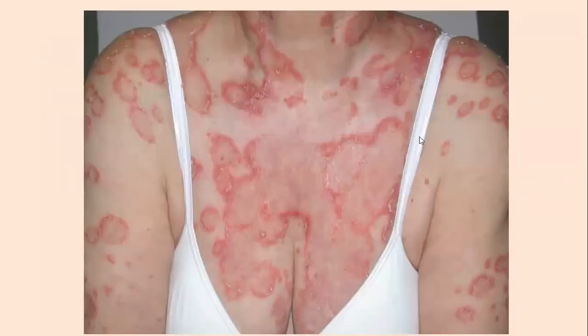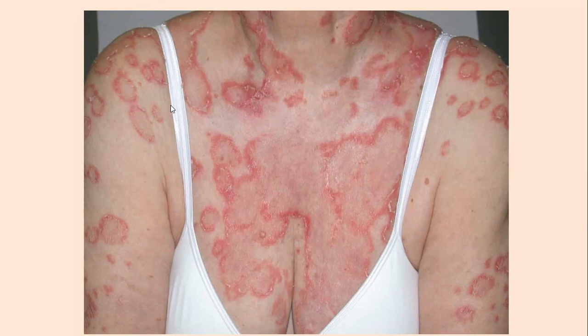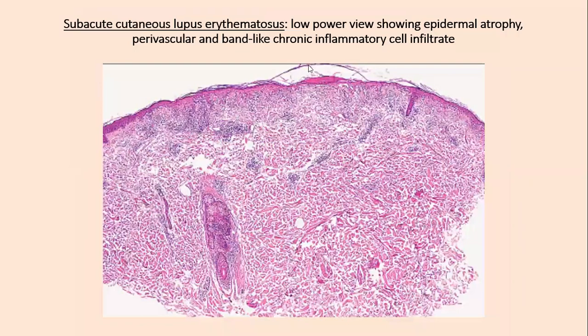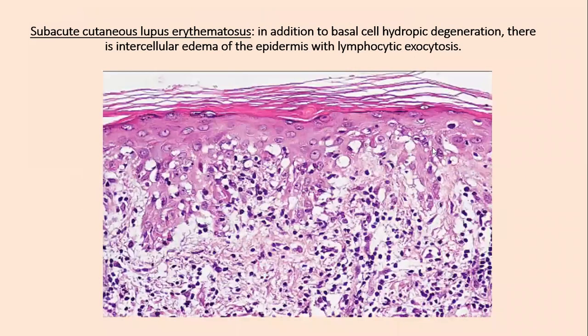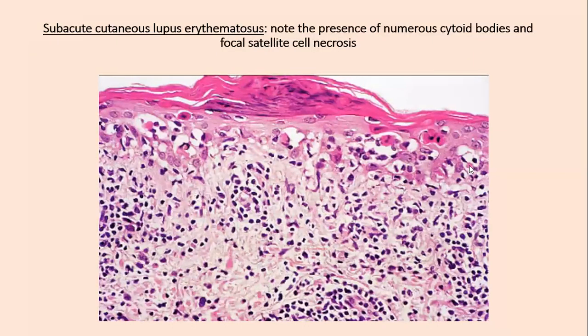This is a typical appearance of subacute cutaneous LE, and you can see this appearance is very similar to any other annular erythema. So this comes in the differential diagnosis of annular erythemas. Histology: there is epidermal atrophy and a perivascular and band-like chronic infiltrate. The main feature is the interface dermatitis or hydropic degeneration of the basal layer, along with lymphocytic infiltrates in the perivascular area. You can see the colloid bodies here.